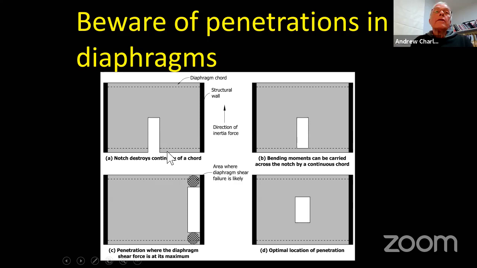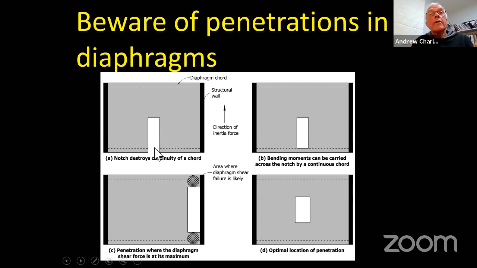I mean, this notch is like putting a notch into a normal beam. It's a disaster. And so one option is to continue the beams through like this. And if the beams are continuous through the notch, then this diaphragm can resist the bending moments. It's strong enough. So this is okay. This is dangerous.